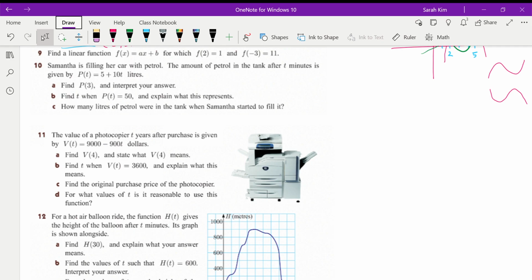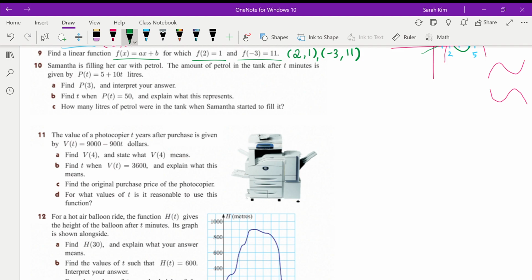Alright, question 1. All you have to do for this is figure out the linear function ax plus b for which these 2 points satisfy. So if I write them as coordinates, the first one is if I put in the x value of 2, you get a 1. And the second one is if I put in an x value of -3, my function gives you 11. So those are the coordinates.